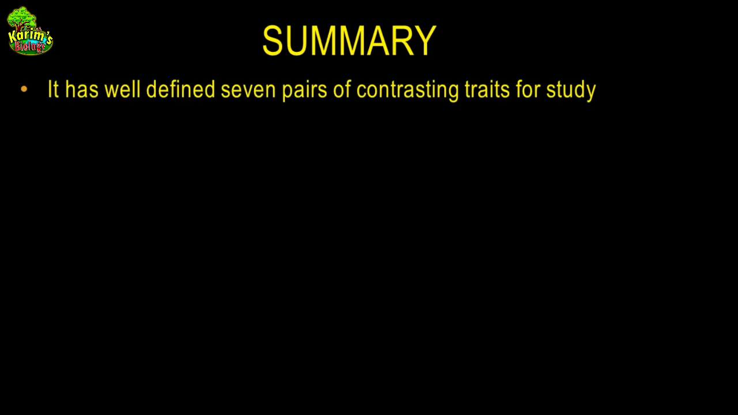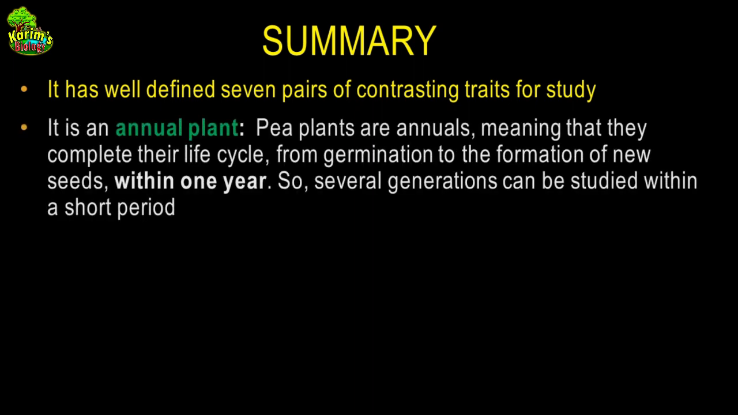We will now one by one see finally what are the characters which made him choose these pea plants. First one is it has well defined 7 pairs of contrasting traits for study, and second one, it is an annual plant. Okay, pea plants are annuals, meaning that they complete their life cycle from germination to the formation of new seeds within 1 year. Okay, so several generations can be studied within a short period. So within a short span of 2 to 3 years, he can study a number of generations.